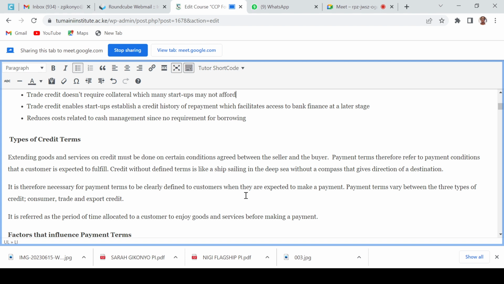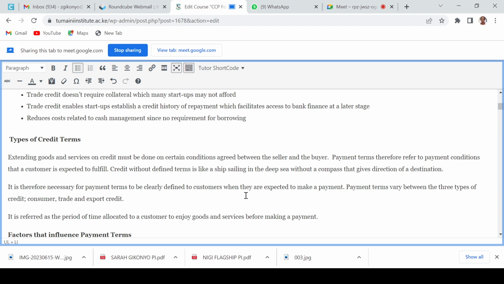Credit without defined terms, we normally say, is like a ship sailing in the deep sea without a compass. So it is good to have agreed terms of credit with your customers before you extend goods and services to them. Payment terms must be clearly stated, clearly known to a customer. You are telling this person, we are giving you a credit facility of 90 days. And how will you pay? This is how you're going to make the payment.